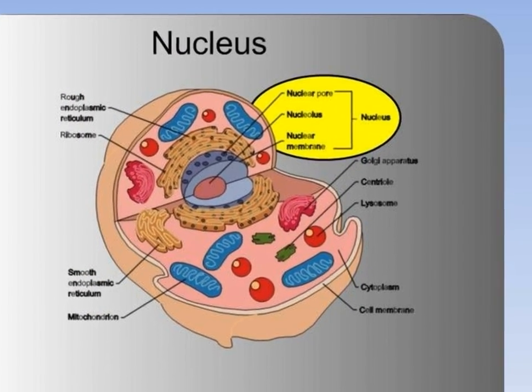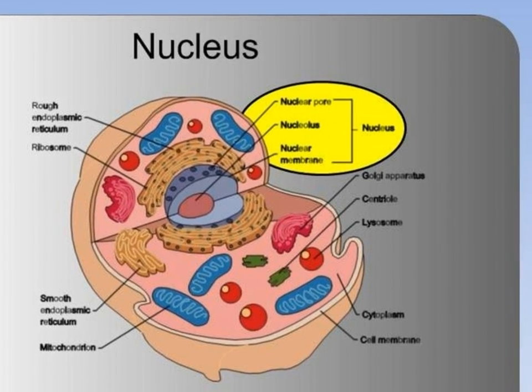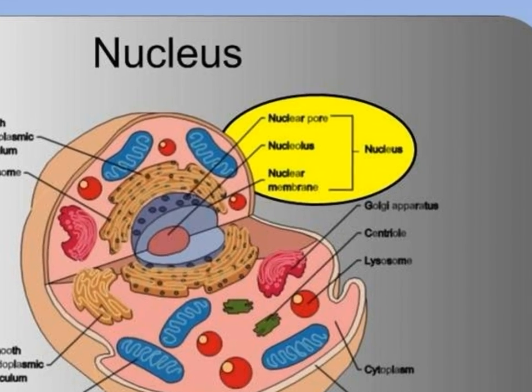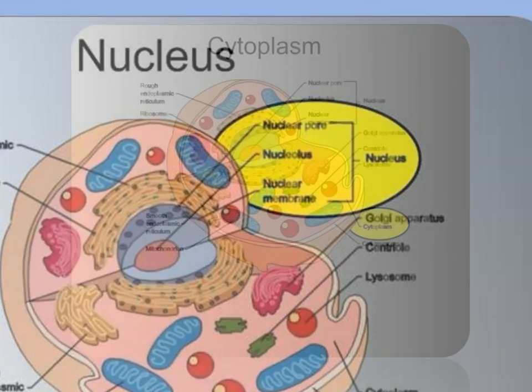The nucleus is the brain center of the cell. This organelle is found in both plant and animal cells and is probably the most important of the organelles that I will speak about today.